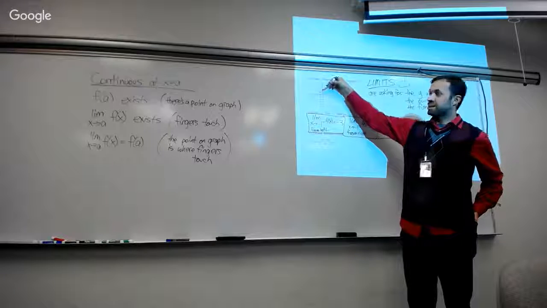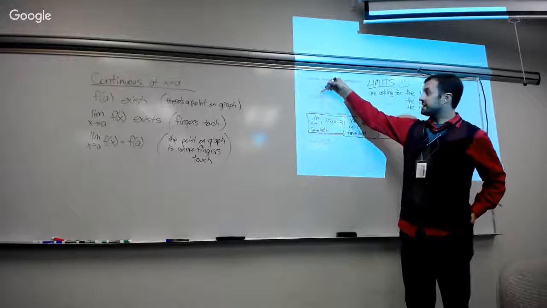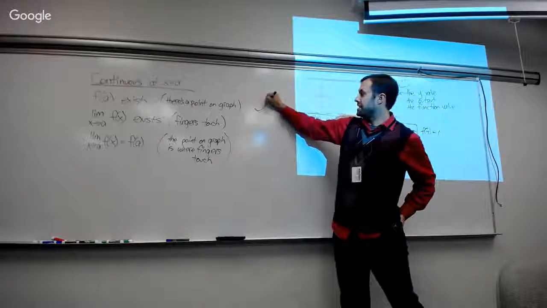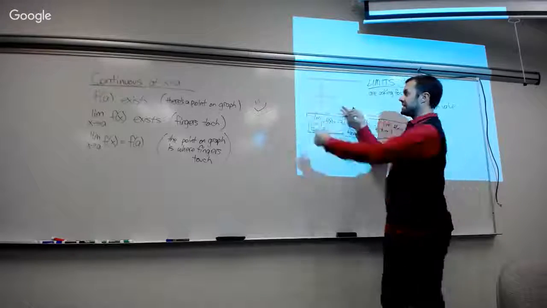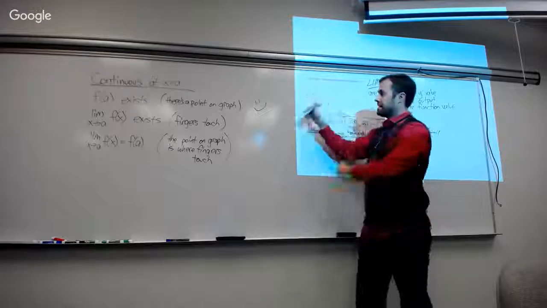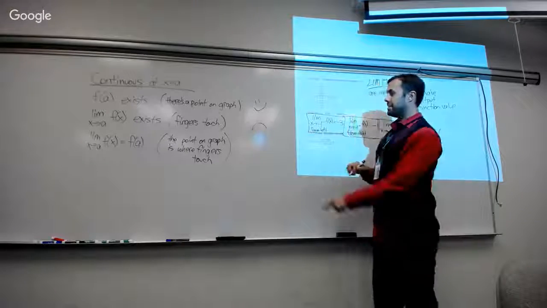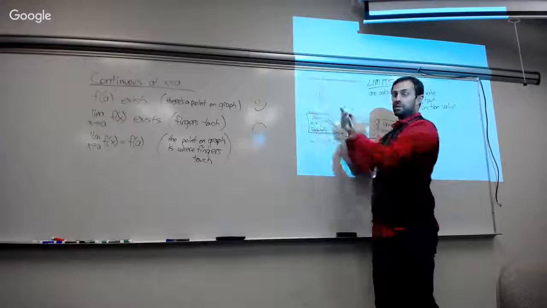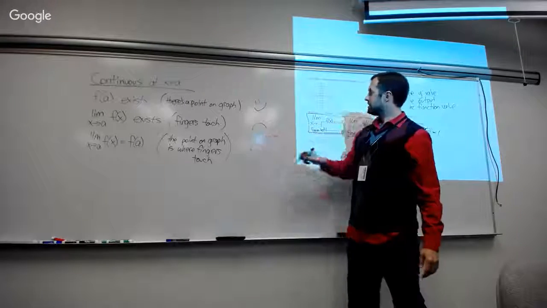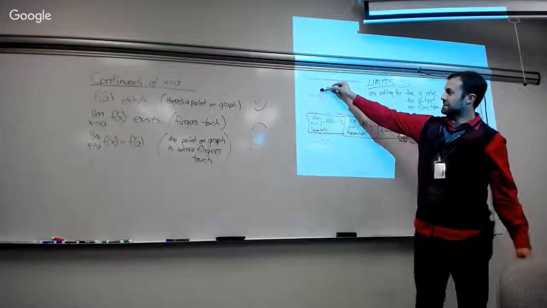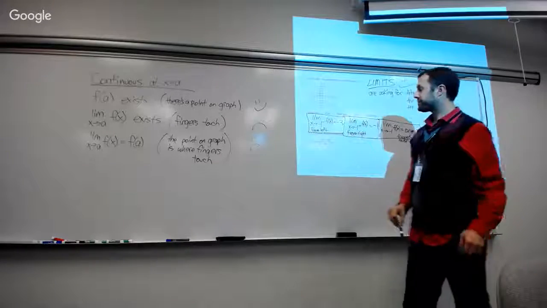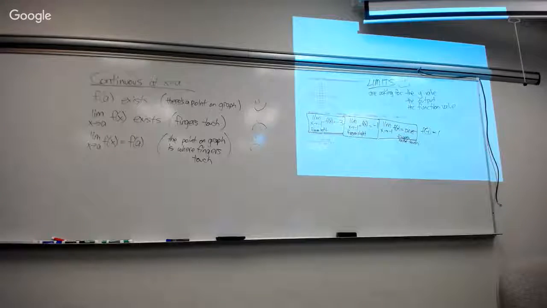First of all, does f of -1 exist? Yeah, it does actually exist. There's a point on the graph at x equals -1. So that one's fine. It passes that. But does the limit exist? Do my fingers touch? No. So it fails that. And then what about, is the point on the graph the same as where your fingers touch? No, because your fingers don't even touch. So this graph fails to be continuous at x equals -1 because it fails those 2 criteria. Okay, we'll see another question just like that in a second.